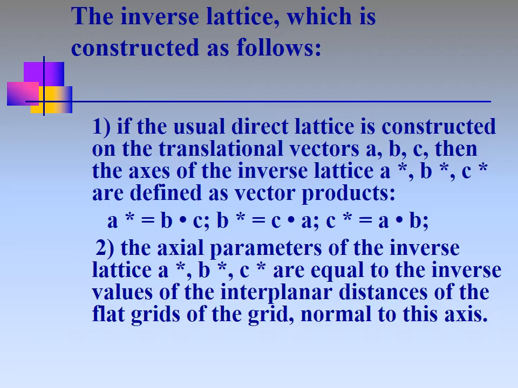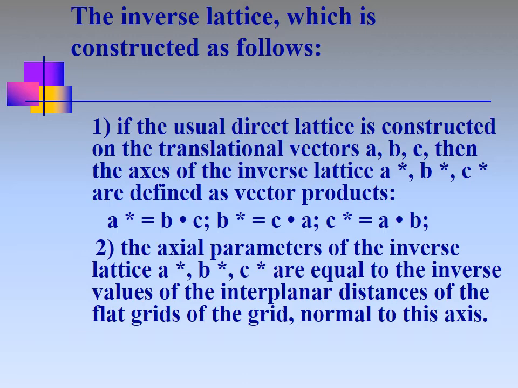Each crystal structure corresponds to a lattice. The straight crystal lattice described above, and the reciprocal or inverse lattice, which is constructed as follows. The first condition: if the usual direct lattice is constructed on the translation vectors a, b, c, then the axes of the inverse lattice a star, b star, c star are defined as vector products. You can see here.